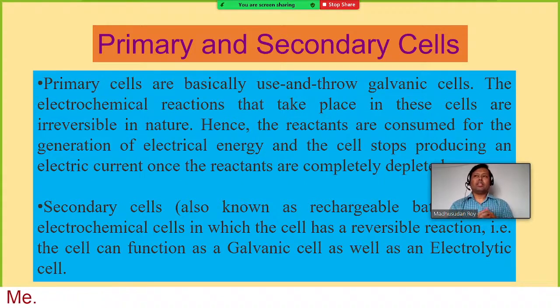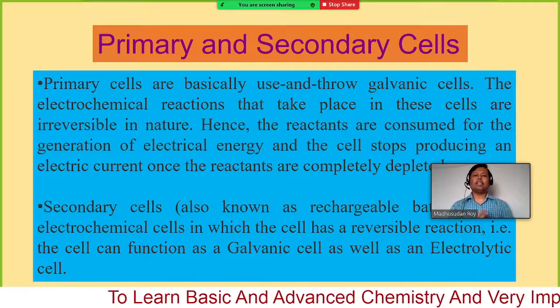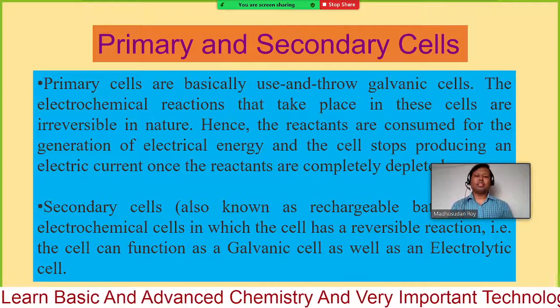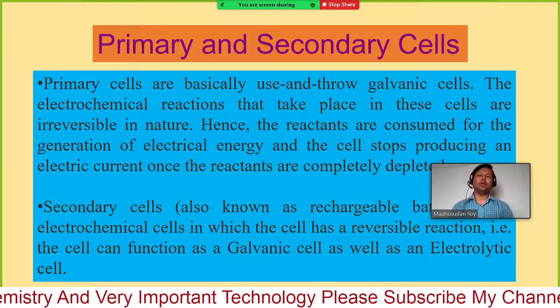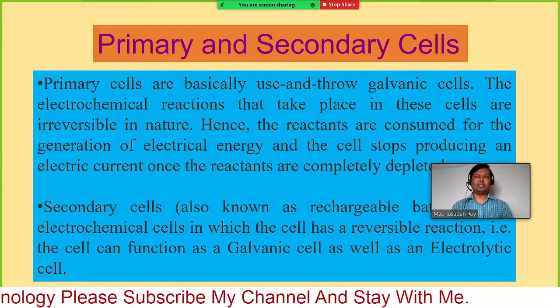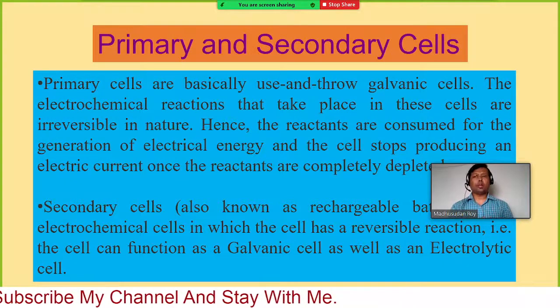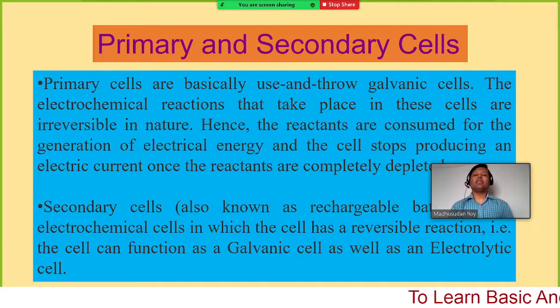If any cell is prepared in such a way that it can perform both as electrolytic and galvanic, that means rechargeable. In a single word, we can say the cell is rechargeable. That type of cell is considered a secondary cell. So in your mobile phone or any other device where we have rechargeable cells or rechargeable batteries, those are considered secondary cells, and the rest of them are primary cells.